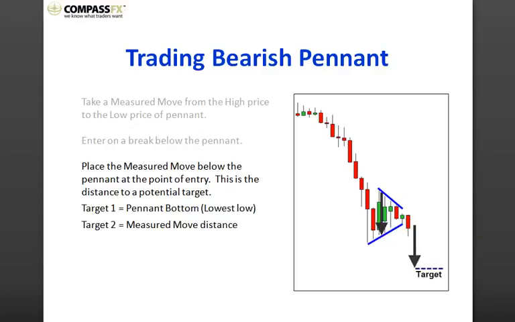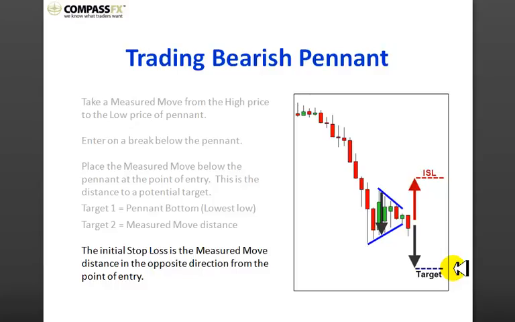Then what we're going to do is to look for two potential targets. Our first target is going to be the low of the bearish pennant flag. So as we break here, our first target is going to be the low point of the flagpole. Then we're going to place the measured move from the point of entry down, and this is going to be our second target that we're going to be looking for. So again, place the measured move below the pennant at the point of entry, then that measurement is going to be our second target. First target, the bottom of the flag. Second target is going to be the distance of the measured move.